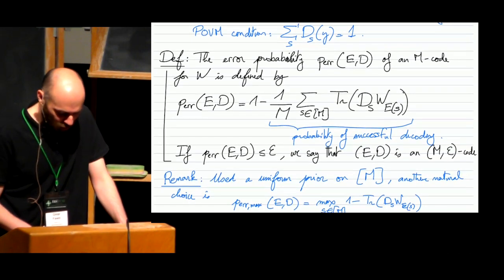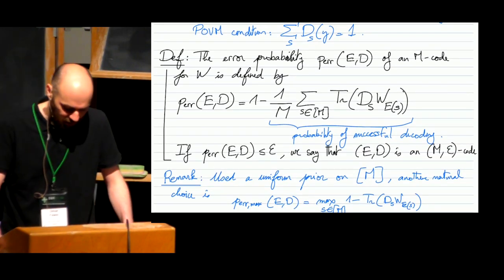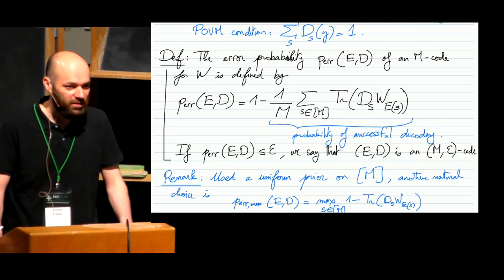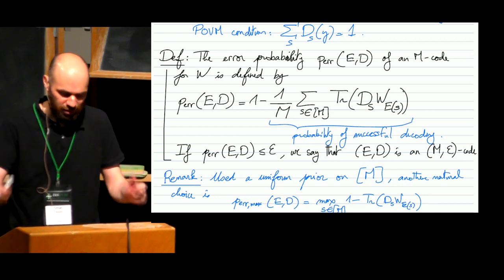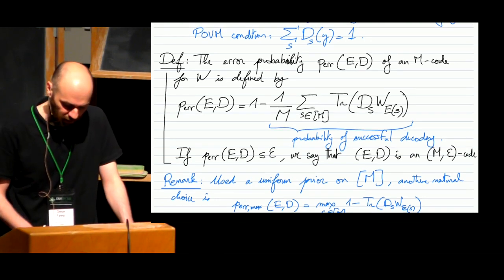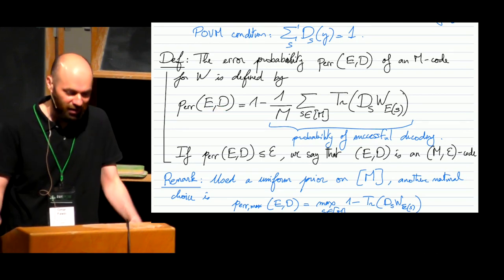Okay, so now what are the figures of merit of a code that we'll want to look at? The main thing is the error probability. So what is the probability that it retrieves the message that was intended correctly? Let's just write that as a function of the encoder and decoder. This is fully defined now.